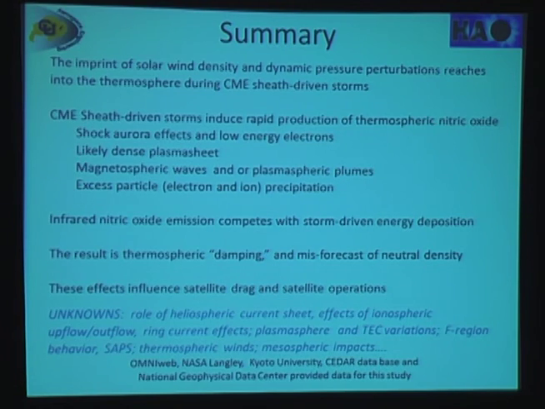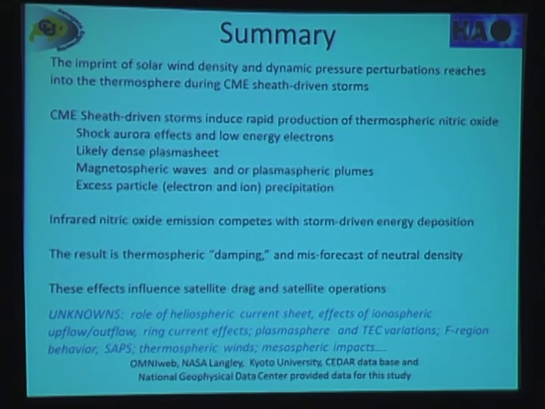There may be other ways to do this, but we think this is one. We know that these storms are producing a very rapid production by association of nitric oxide. We don't know what all of the players are. Unknowns for the modelers and the theoreticians. We know that the infrared nitric oxide is amazing in terms of its flux and longevity. The result is a thermospheric damping and an outright forecast bust for the operators, and these effects influence satellite drag, satellite operations. These are knowns. What are our unknowns?